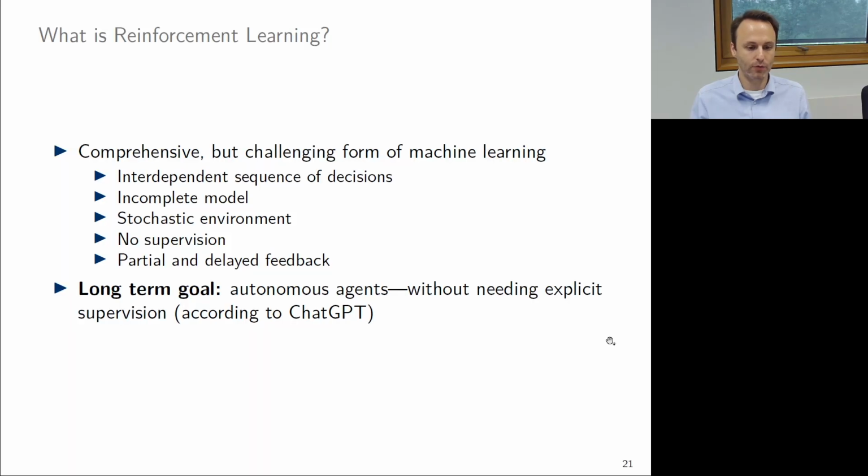And the takeaways for this session is that we have seen what is reinforcement learning. It's a comprehensive form of machine learning where you have an interdependent sequence of decisions. You have an incomplete model. You don't know the rewards. You have a stochastic environment. You have no supervision and partial or delayed feedback, like in the game of Go, where you only know after you have played the complete game if you won or lost. And the long-term goal is to make autonomous agents without needing explicit supervision. So, according to ChatGPT at least.